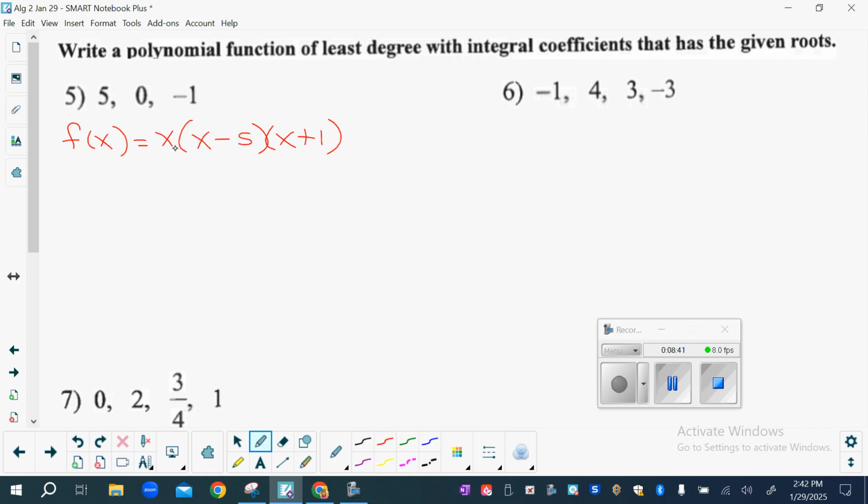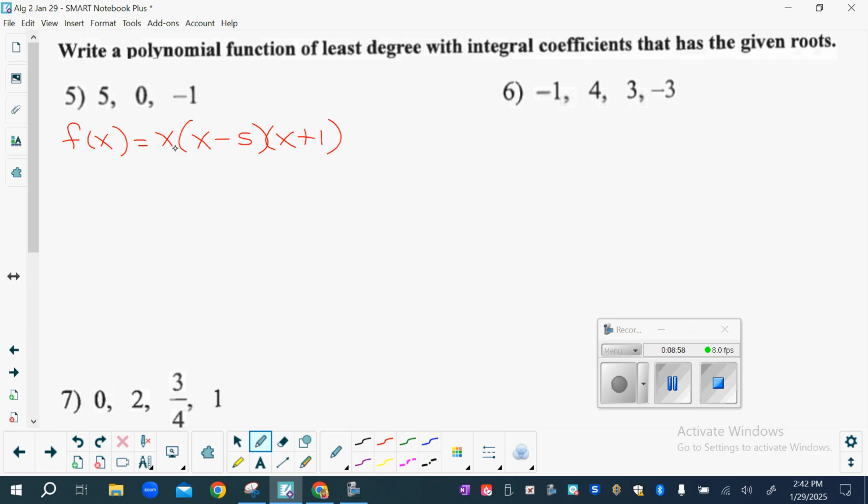Why is there x there? That's good. Somebody else may have had the same question. He said, why is the x there? Because it's 0. That's right. So 0 is one of your solutions. So how might we multiply this out?